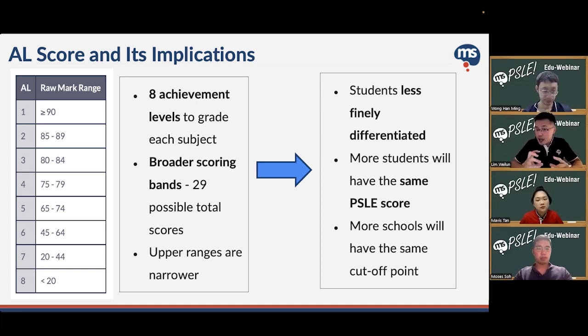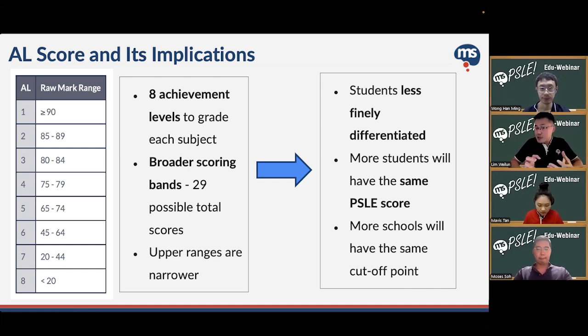And what you can see here is essentially 2 things that happen with the whole shift from a T-score system, that means upon 300 marks, to now this AL score system. Number one, the number of scoring bands has become lower. In the past, there were a lot of combinations of outcomes that you can get for different students. But right now it is a lot lower, there's only these 29 possible AL scores that you can get.